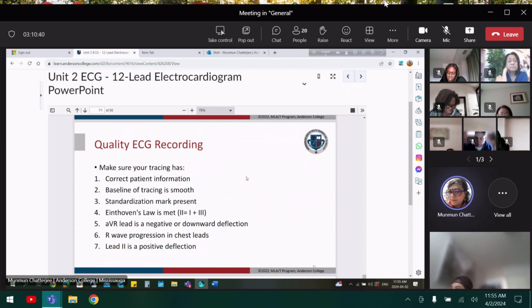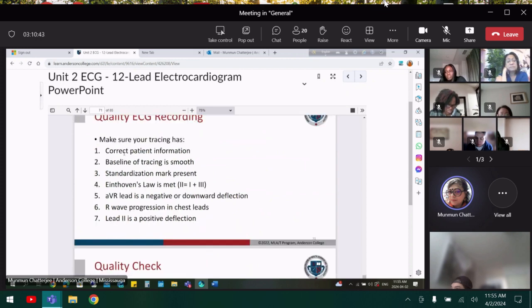For a quality ECG recording, you see you have correct patient information, the baseline or tracing is smooth, a standardization mark is present, Einthoven's law is met, the aVR lead is negative or a downward deflection, and R-wave progression is in the chest leads. R-wave means the QRS, that R-wave is going to progress in the chest leads V1, V2, V3. That should be there. Lead II is a positive deflection.